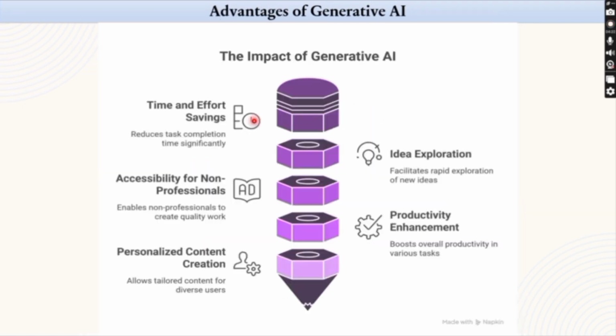Now, let's see some of the advantages of generative AI. Generative AI saves a lot of time and effort. It can do creative tasks in a few seconds that would take humans hours or even days. It allows people to explore more ideas quickly. People who are not professional writers, designers, or developers can still produce quality work using generative AI tools. It improves productivity and allows individuals and businesses to focus on more important decision-making activities. It also helps in personalizing content for different users, which is useful in education, marketing, and entertainment.